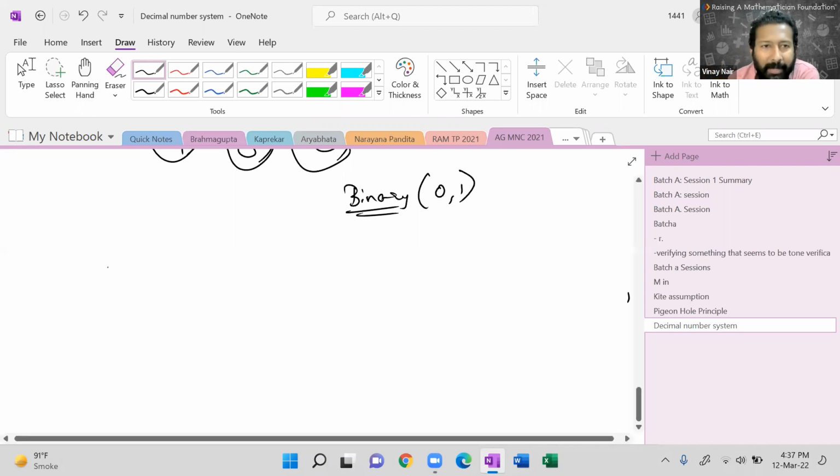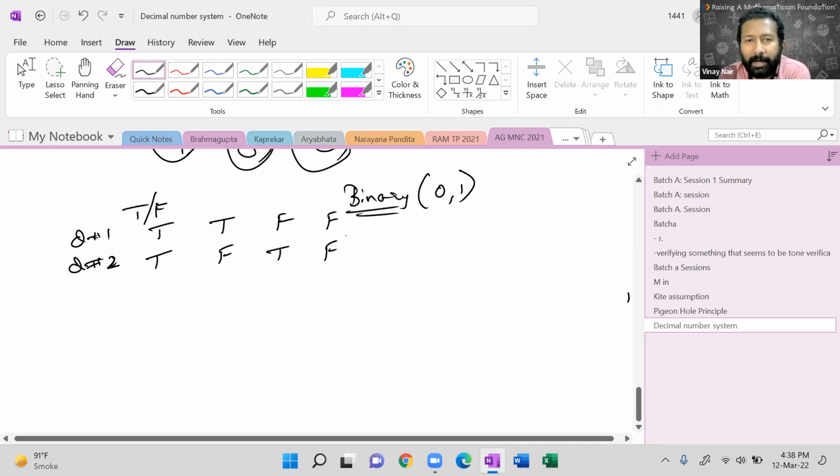For example, let's say you have two questions, question number 1 and question number 2, and these are true or false questions. You get in the exam, and you don't know what the answer is, so you just want to guess. Maybe both are true, or the first one is true and the second false, or the first false and the second true, or both false. Now this is a binary representation.